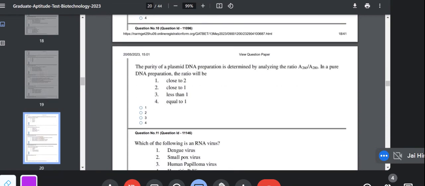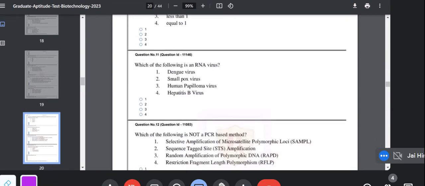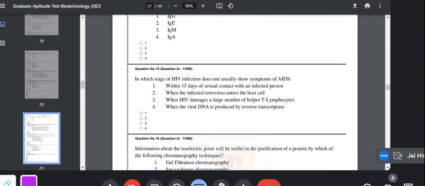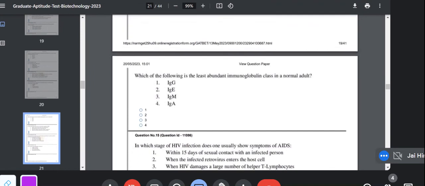What is the next question? Question number 14. Which of the following is the least abundant immunoglobulin class in the normal adult? So the least abundant immunoglobulin class in the normal adult is what?